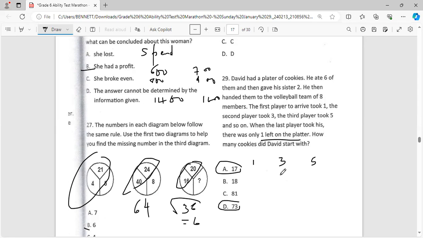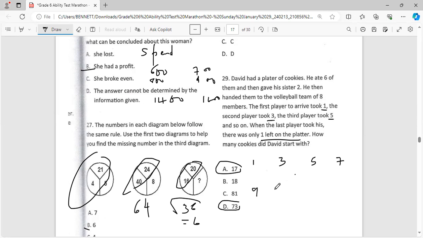I agree with that one. I don't work out the particular score, but look at the pattern, guys. Let's look at the pattern. Each one of the players, I'm going to work out the volleyball players first, as you can see. The first player took 1, the second player 3, the next one takes 5. That means each person is taking 2 extra. So this person will take 7.